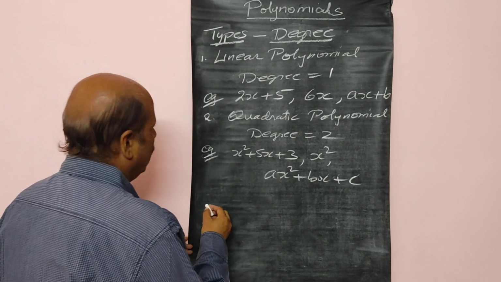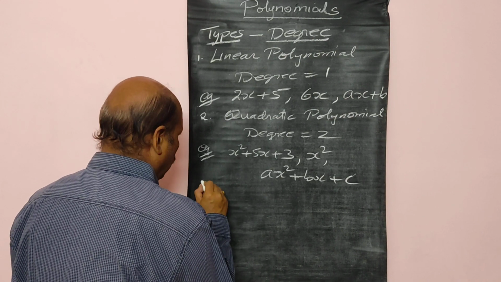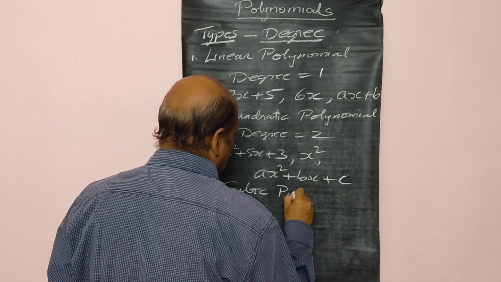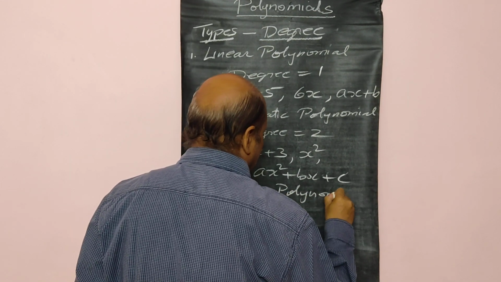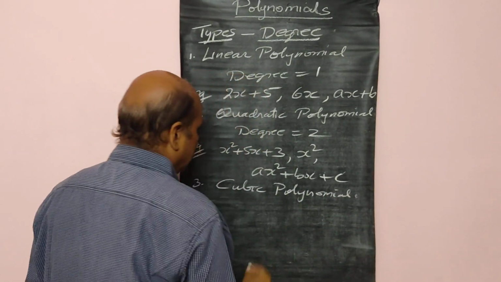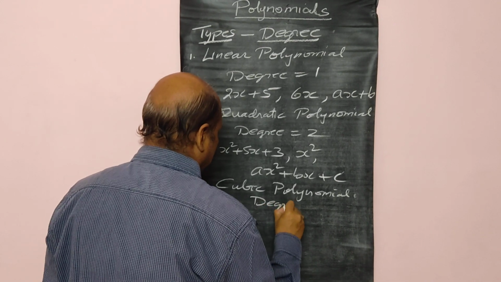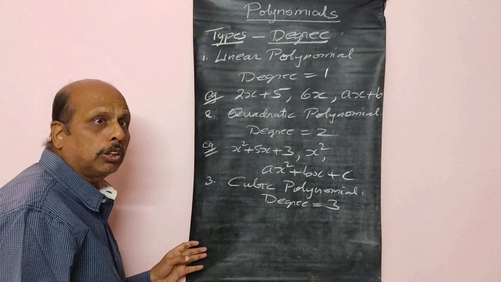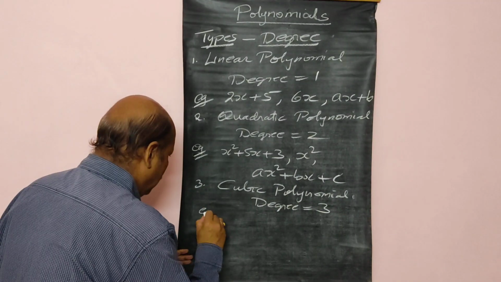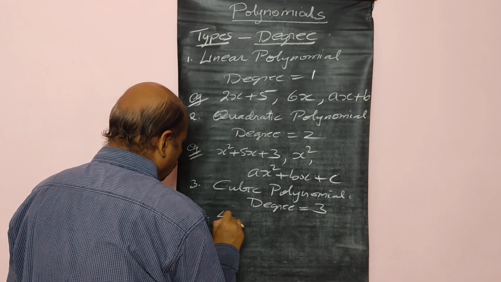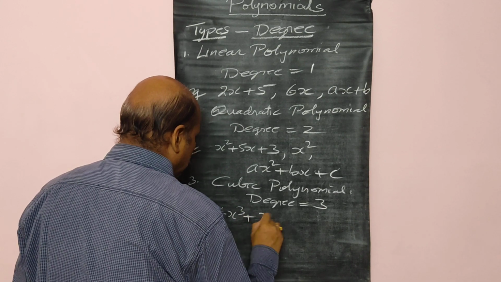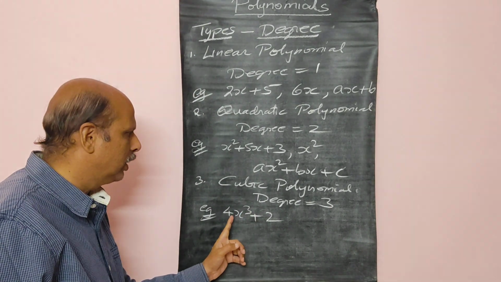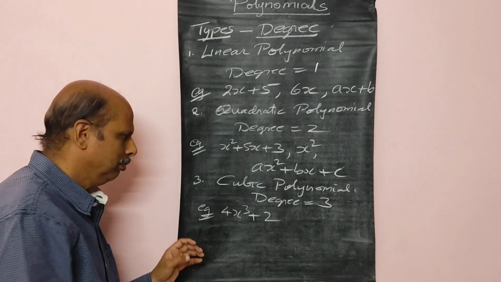The third type, when the degree is 3, we call it a cubic polynomial. In this, the degree should be equal to 3. When the degree is 3, it is called a cubic polynomial. Example: 4x raised to 3 plus 2. The highest power of the variable is 3, therefore it is a cubic polynomial.